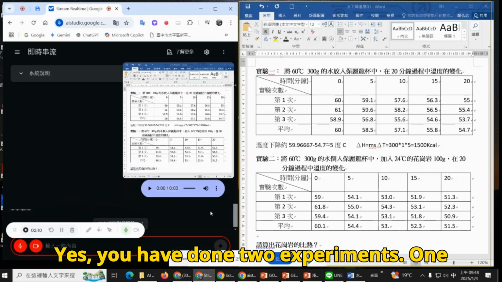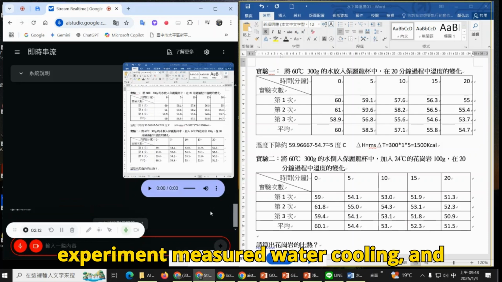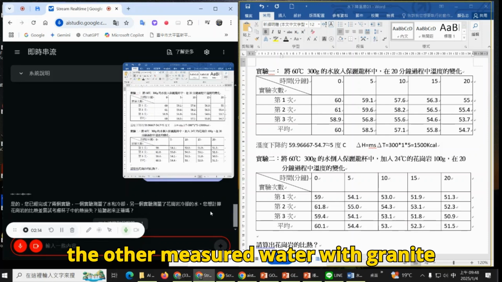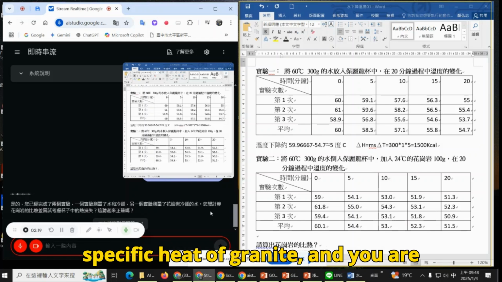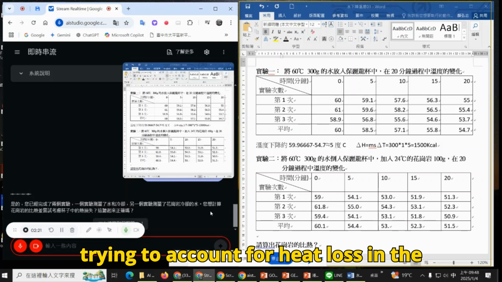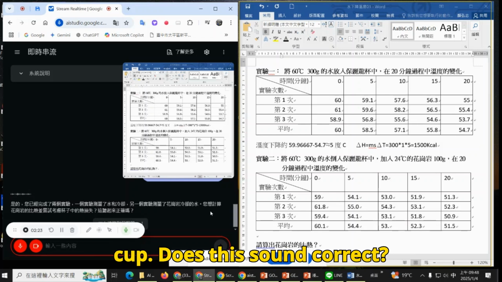Yes, you have done 2 experiments. One experiment measured water cooling, and the other measured water with granite cooling. You want to calculate the specific heat of granite, and you are trying to account for heat loss in the cup. Does this sound correct?